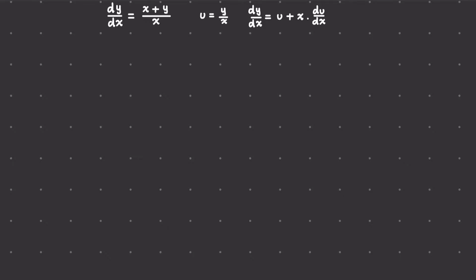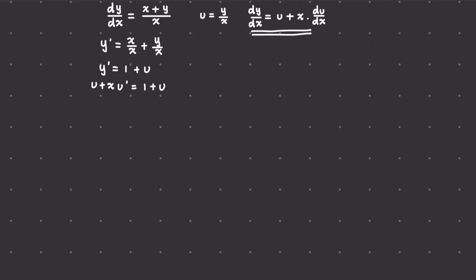So first, let me rewrite this differential equation so you all can see clearly what's happening here. dy over dx equals x over x plus y over x. dy over dx equals x over x is 1. Y over x here, we know that our u is equal to y over x, so we can substitute it for u. And so what's left is we need to substitute our dy over dx with u plus x times du over dx equals 1 plus u.